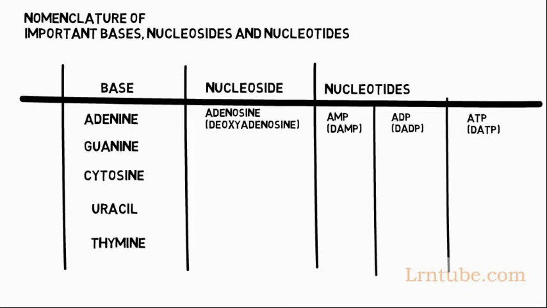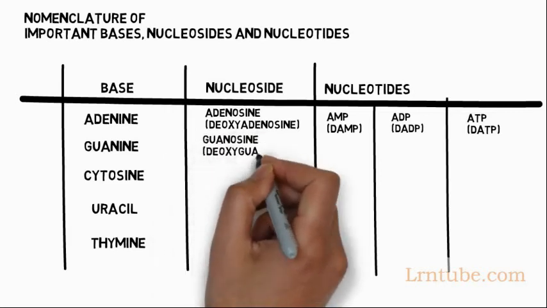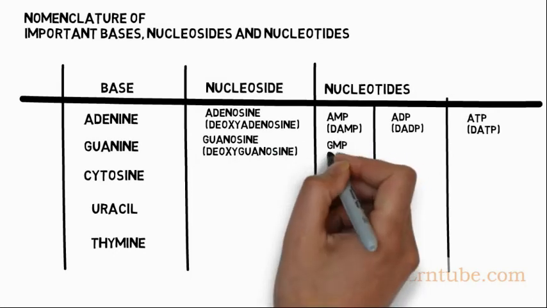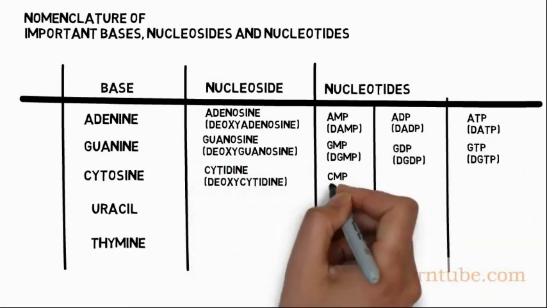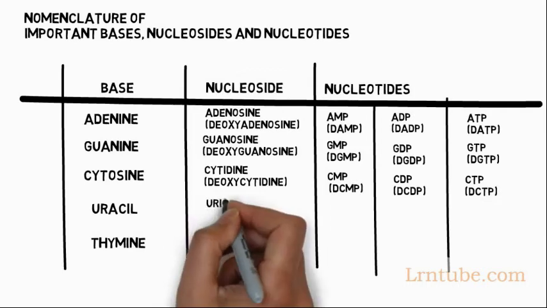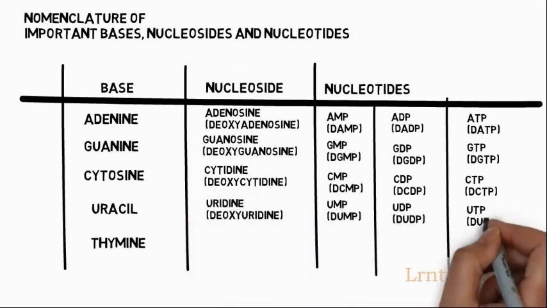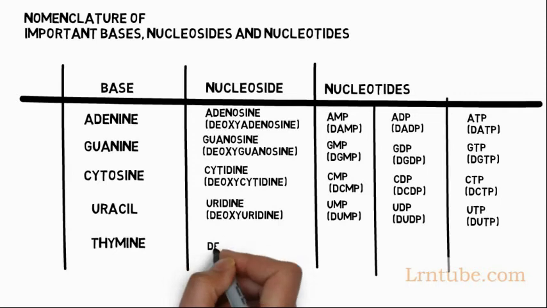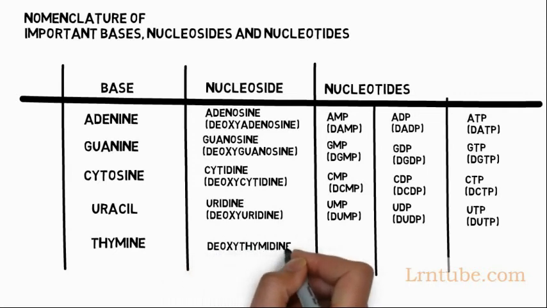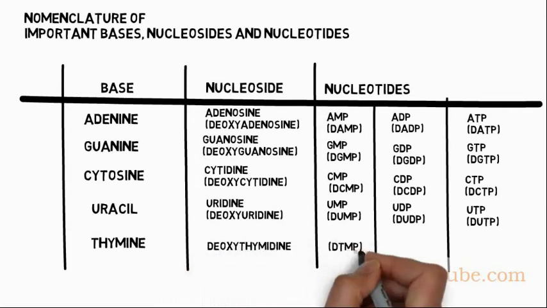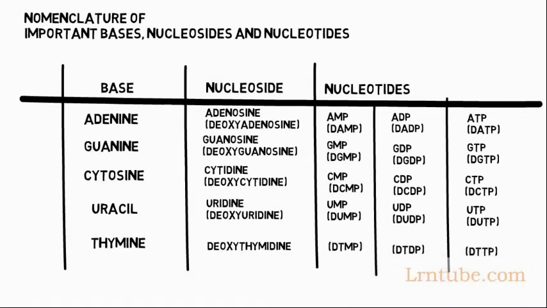Now this can be applied to the rest, so I'm not going to state all of them. For guanine, it's the same thing. The nucleoside is guanosine. For cytosine, the nucleoside is cytidine. For uracil, the nucleoside is uridine. And for thymine, the nucleoside is deoxythymidine. On the nucleotide part, just know that they each form a monophosphate, a diphosphate, and a triphosphate.